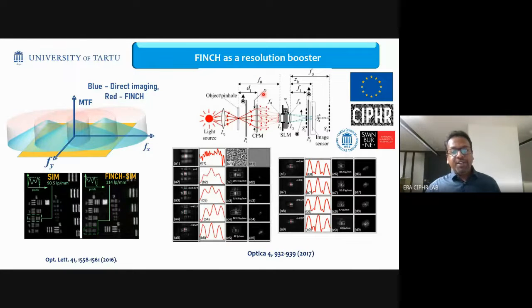And later, we found a way to use Finch as a resolution booster. Of course, this is also a resolution booster, but here, this is a Finch system. So we introduced a scattering mask between the object and the SLM. What this scattering mask does is this: the spatial frequencies from the object are collected only within the numerical aperture defined by the physical aperture. But now by introducing this scattering mask, it is possible to scatter these higher spatial frequencies back into the system. So in this way, it is possible to increase the resolving power.